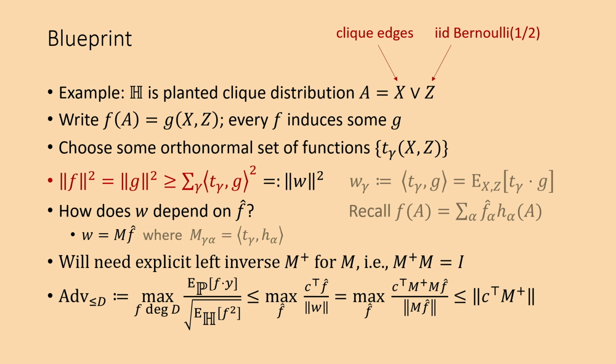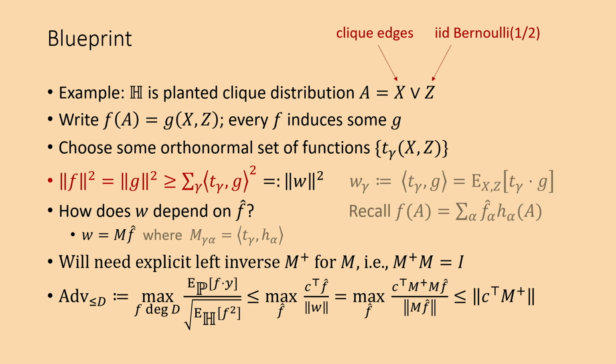Okay, good so far. So here's, in some sense, the main thing. In order to make this approach work out, we are going to need to find an explicit left inverse, m plus, for the m. By left inverse, I mean it needs to satisfy this thing.